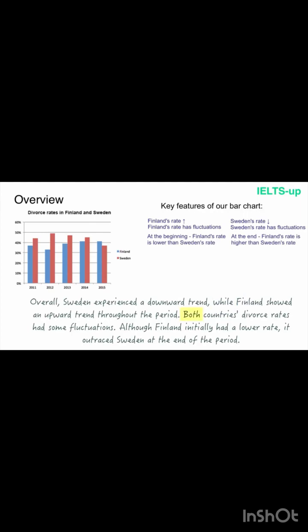Then I use word both to say that 2 countries had the same feature. In our case, both countries had some fluctuations. And finally, I compare rates of Finland and Sweden throughout the period. Since initially Finland's rate was lower than Sweden's rate, but then it changed, I used linking word although. Although Finland initially had a lower rate, it outraced Sweden at the end of the period. And that's all with the general overview paragraph.